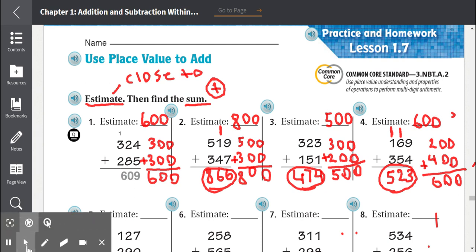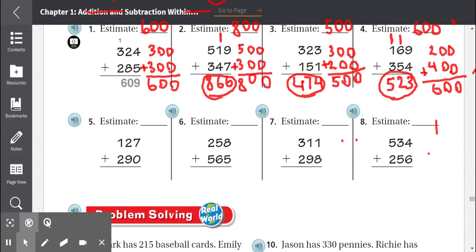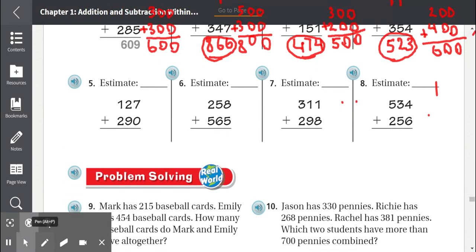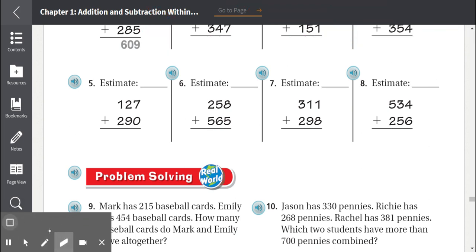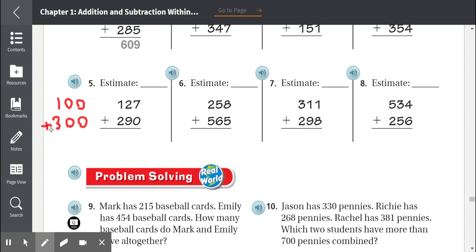Number 5. Let's start by estimating. We have 127. 127 is between 100 and 200, but it is closer to 100. 290 is between 200 and 300, but it is closer to 300. We add that. First, we start with the ones.